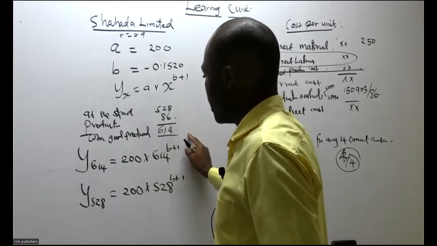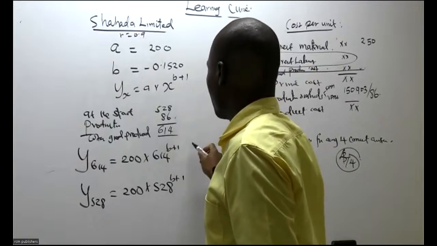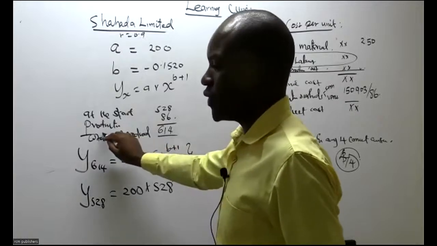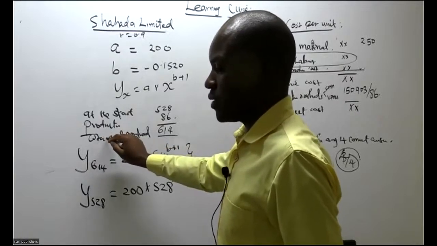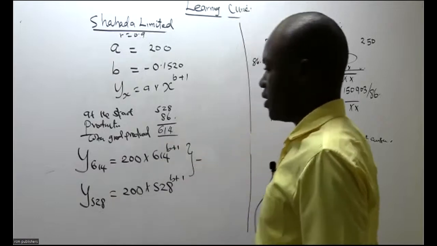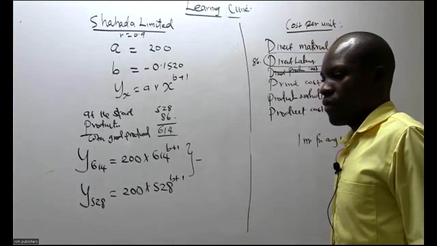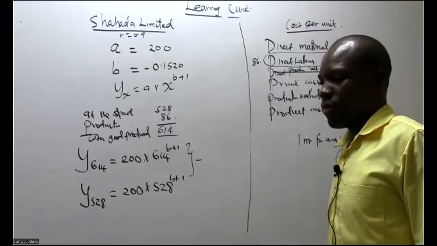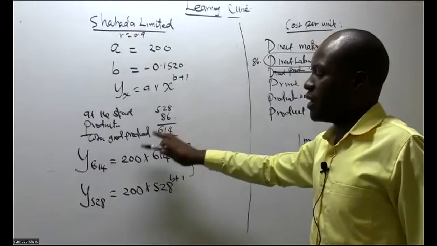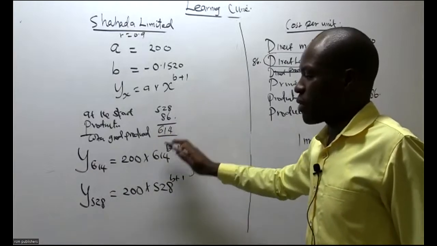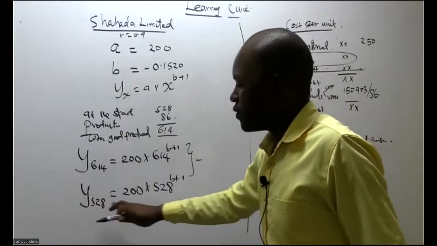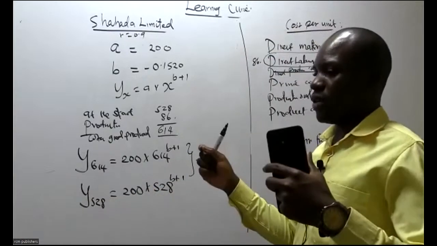It will be representing the difference between these two. The difference between these two will be representing the time taken to produce how many units? At the start, they had already produced 528. At the end, they have 614. The first 614 is this. The first 528 is this. In the middle there is a gap.